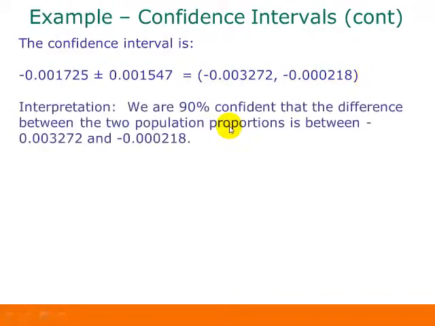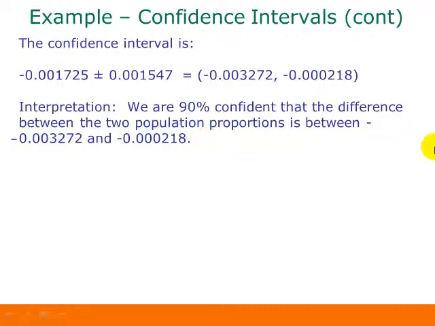and negative 0.000218. The interpretation for this would be that we are 90% confident that the difference between the two population proportions is between negative 0.003272 and negative 0.000218.